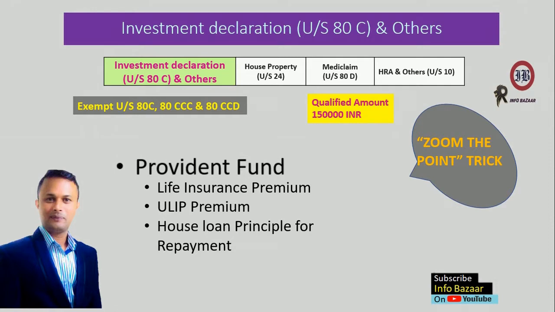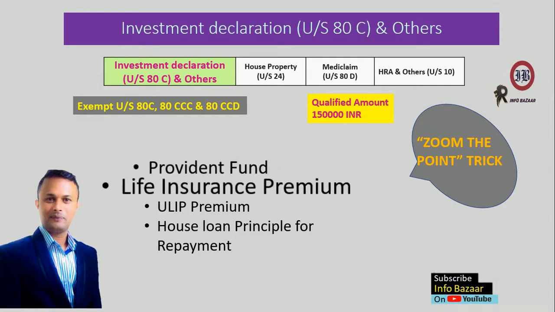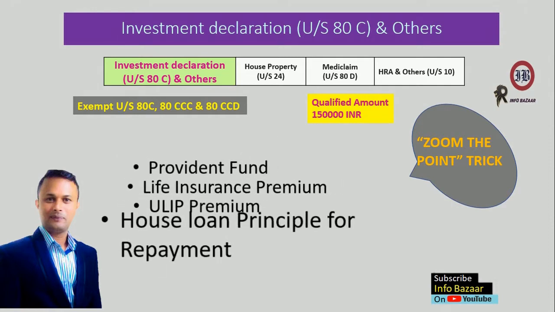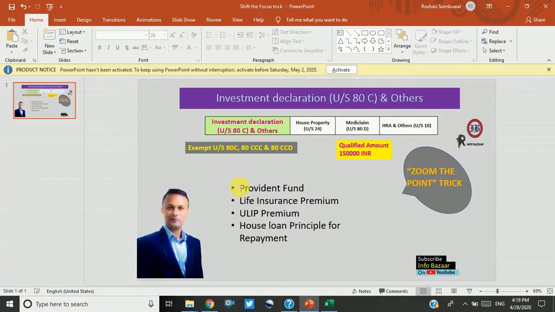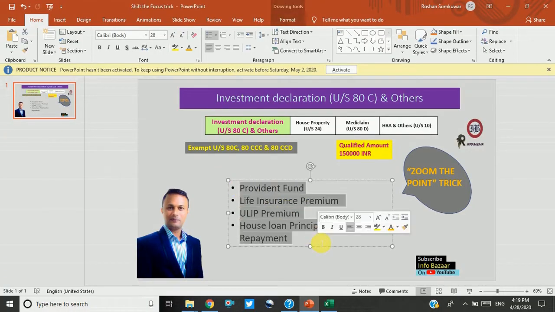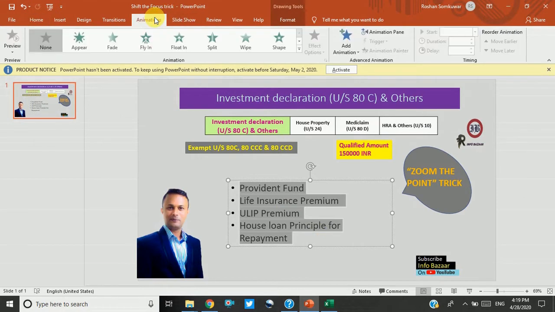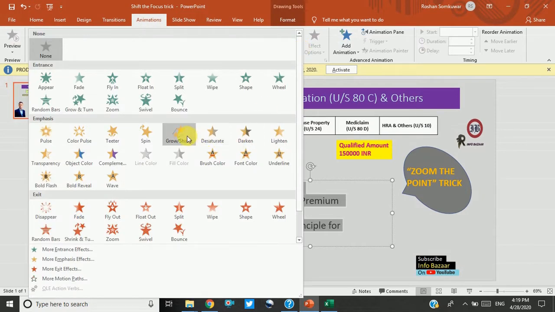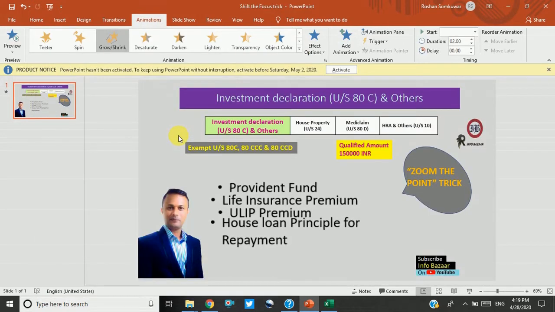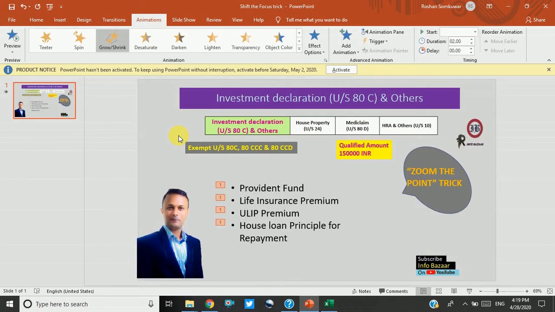Zoom the point trick. In this, the current point is zoomed and the previous point is dimmed. What you have to do is first select all the text and click on animation. In animation, you have to click grow and shrink. Grow to 150 percent, and in start you have to select on click.